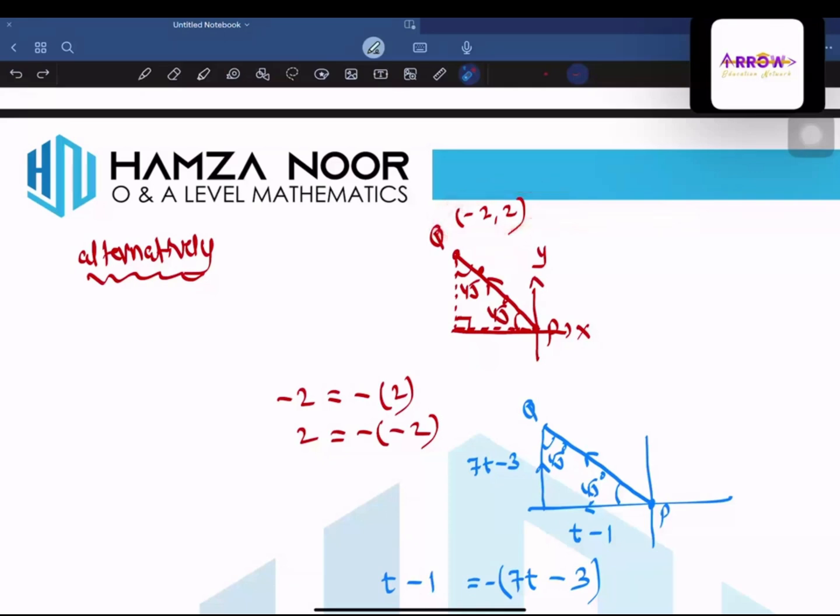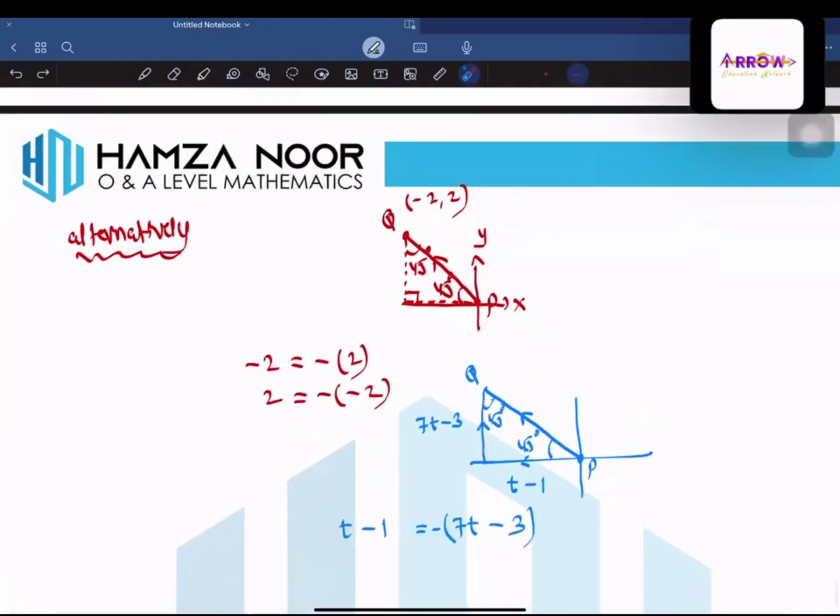I have chosen a coordinate -2 comma 2. You can say -1 comma 1, no worries. I just need to tell you that this is an isosceles triangle, and I'm trying to explain this thing. So without considering the gradient, you just saw that t minus 1 cannot be simply equated with 7t minus 3 unless a minus sign is adjusted on either side. I hope this makes sense.